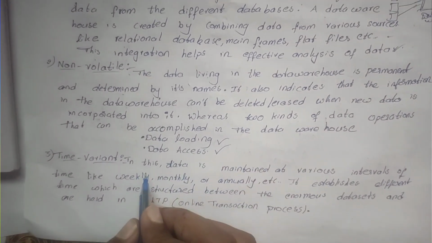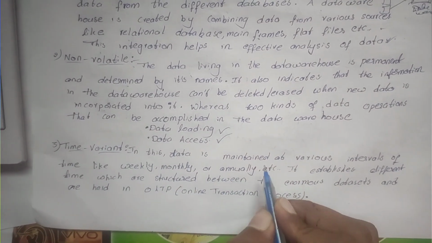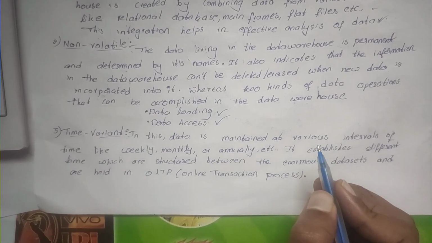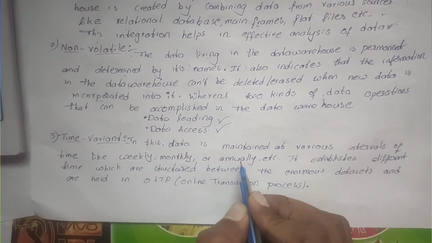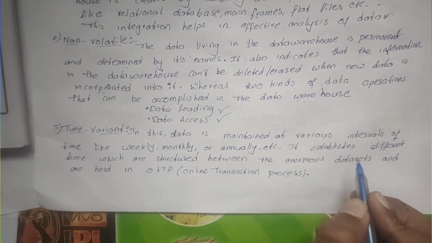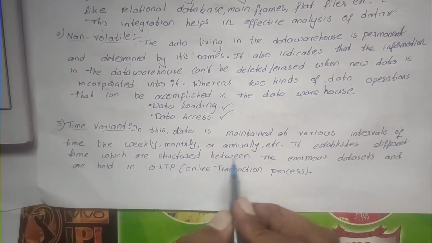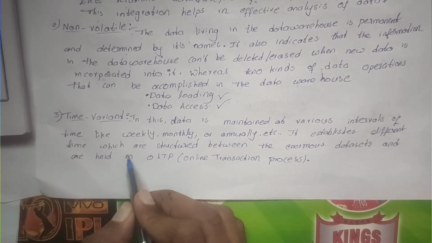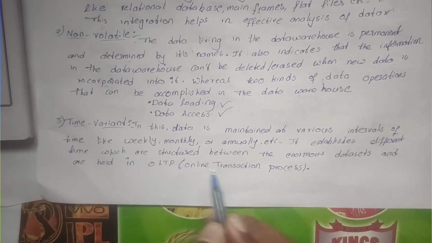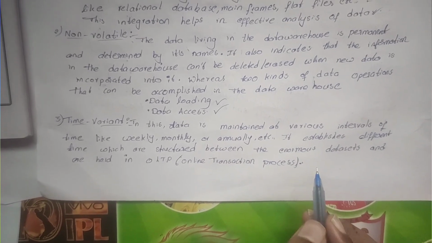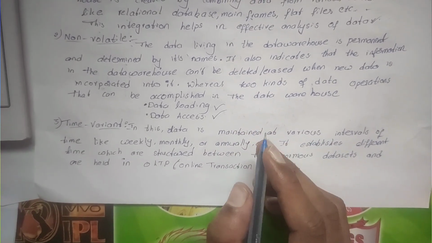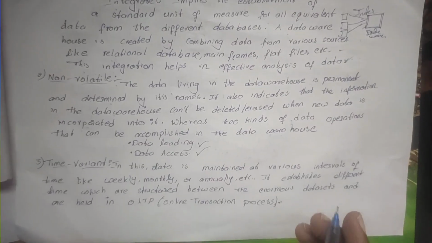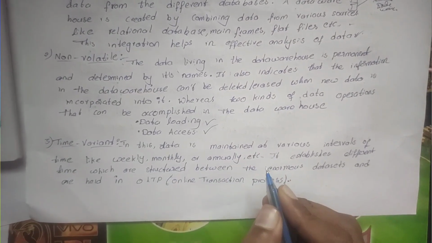And then third, time variant. In this, data is maintained at various intervals of time like weekly, monthly, annually, etc. It establishes different times which are structured between the enormous data sets and held in OLAP. We can use past data from weeks, months, annually, etc.